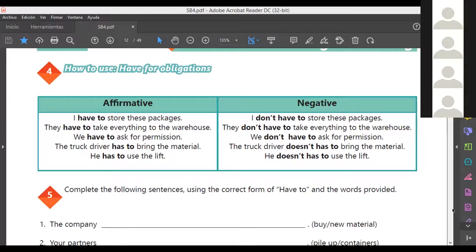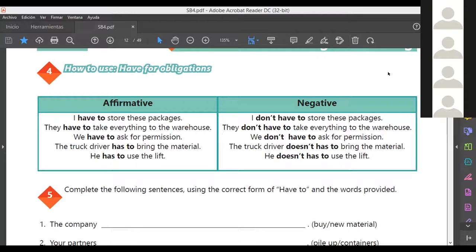Okay, los voy a poner en silencio a todos, ¿sí? Y los voy a leer, ¿sí? A ver, I have to store these packages. A ver, la siguiente sería, they have to take everything to the warehouse. We have to ask for permission. The truck driver has to bring the material. He has to use the lift.